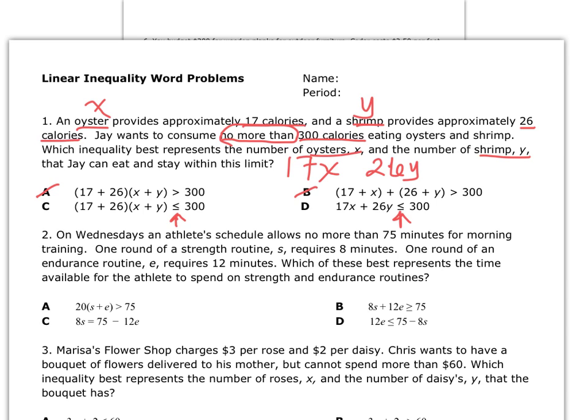Very good. So we just have to see, are we going to add 26 plus 17 and multiply that times X plus Y, or are we going to use the 17X plus 26Y? It's got to be D, because notice, if we add these together, that's the total number of calories he's eaten, right? So that's going to be less than or equal to the 300. So our correct answer here would be D.